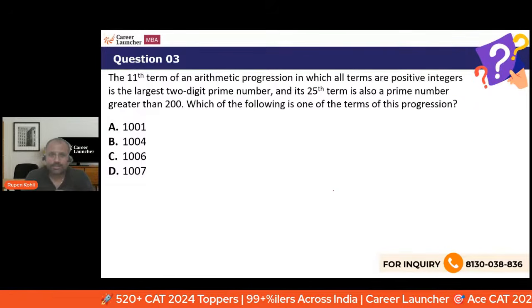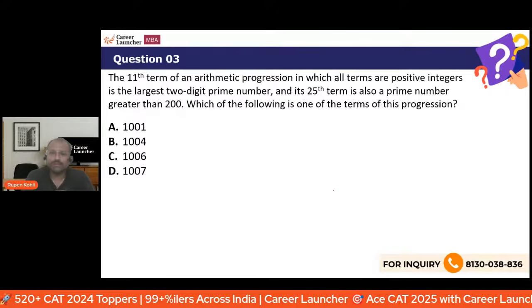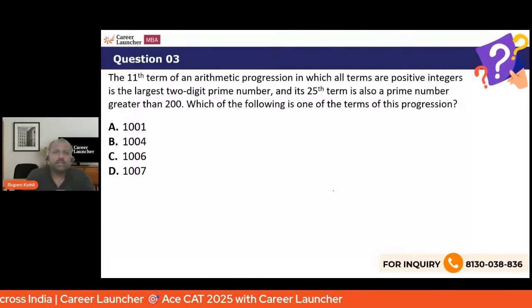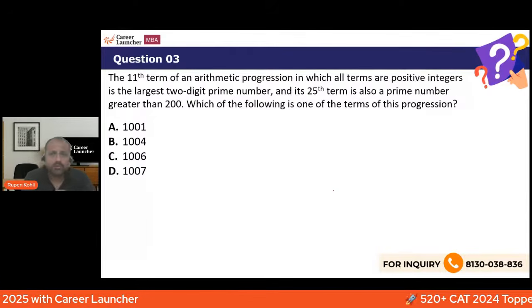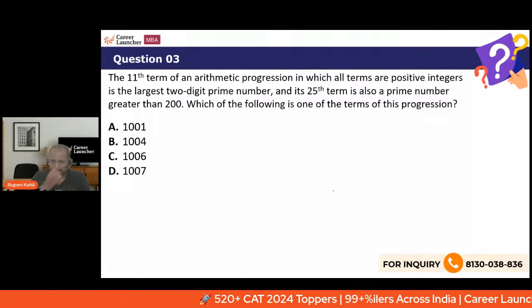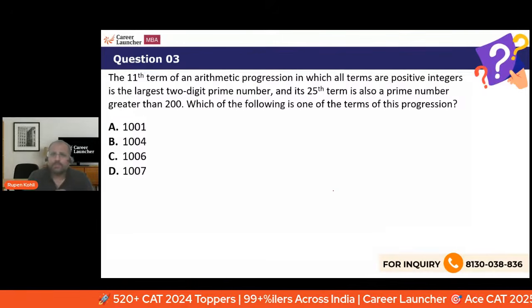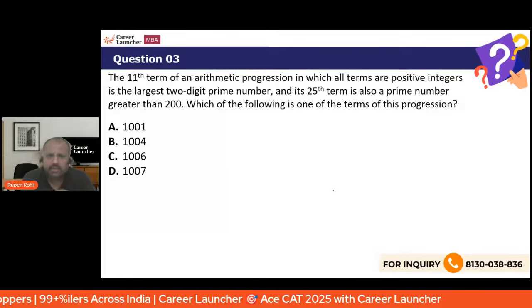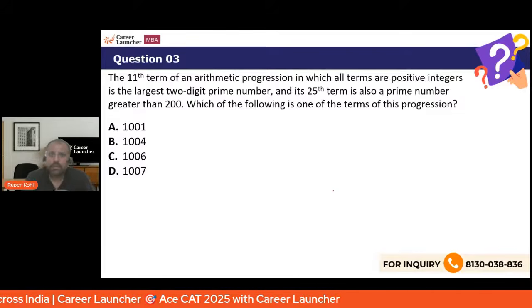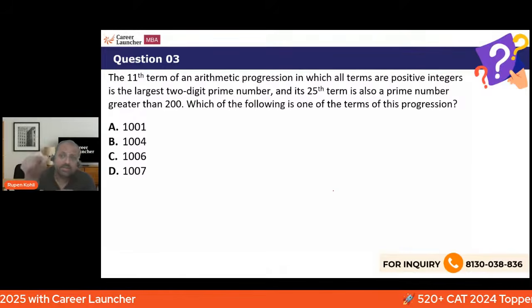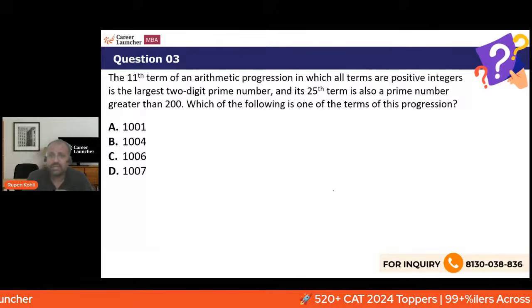Now, this is not a typical question of sequences. It's beyond that. The 11th term of an arithmetic progression in which all terms are positive integers is the largest two-digit prime number. All of us know what is the largest two-digit prime number. So the question is telling you a value a bit indirectly, 97. So basically the 11th term of an AP in which all terms are positive integers. Here kicks in the integer constraint.